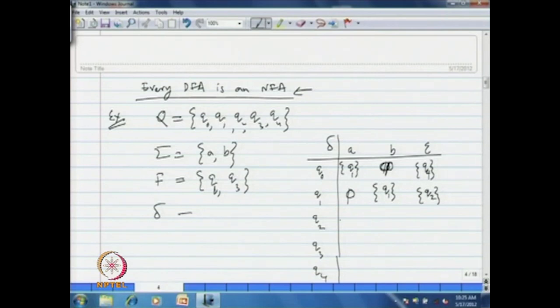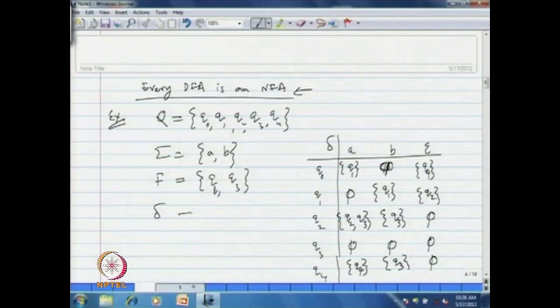Similarly, suppose Q2 on a goes to 2 states, there are multiple next states defined, Q2 and Q3. So, it is a subset containing 2 states Q2 and Q3. Say Q2 on b goes to Q3, and Q2 on epsilon goes to no other states, so it is phi. Similarly, on Q3 there is no transition defined on any input symbol, neither on epsilon, so it is all phi. Q4 on a remains in the same state. Q4 on b goes to Q3. And Q4 on epsilon, no transition is defined. Suppose this is the transition map that we have.